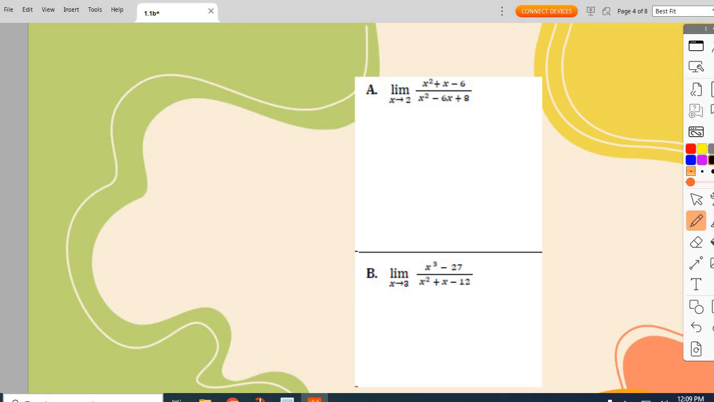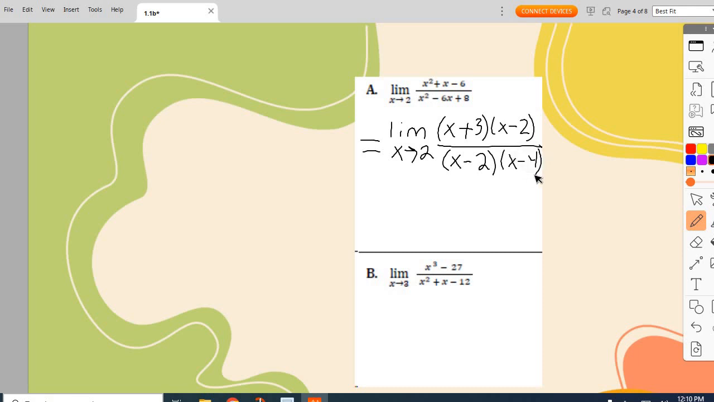So we have to reduce if possible. You want to reduce first. If you can't reduce, then we can use L'Hopital's. So here we can factor this. What is that going to factor to? x plus 3 times x minus 2. And on the bottom? x minus 2.